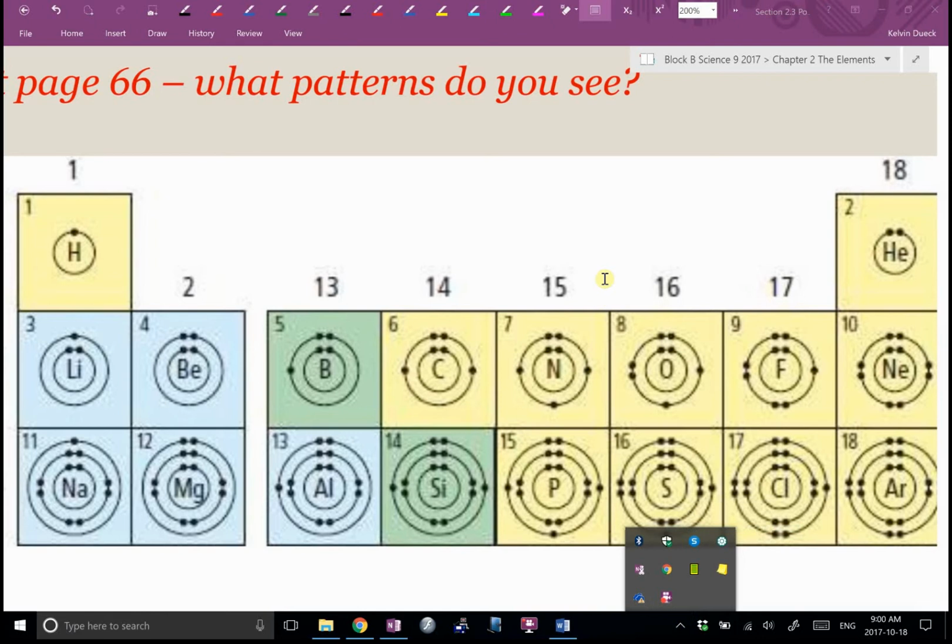The first shell can only hold 2 electrons. By the way, how many elements are there in the first row? That tells you how many electrons that shell holds. How many elements are there?